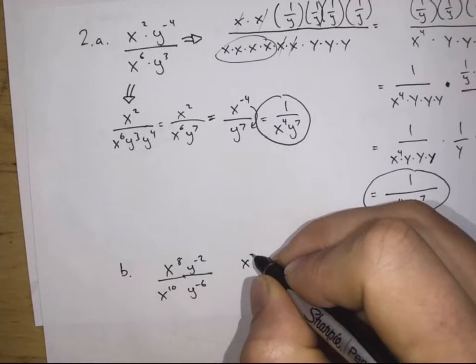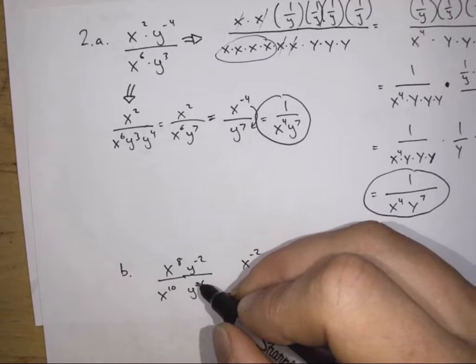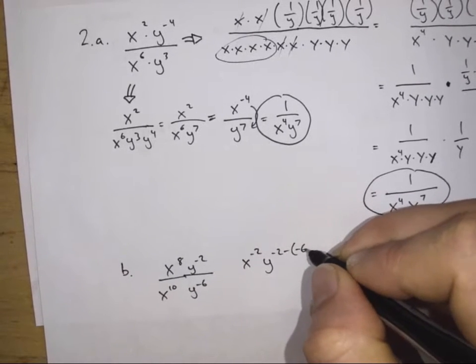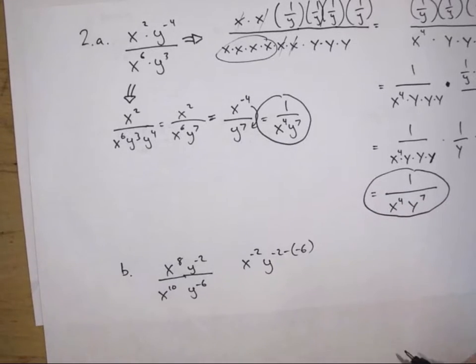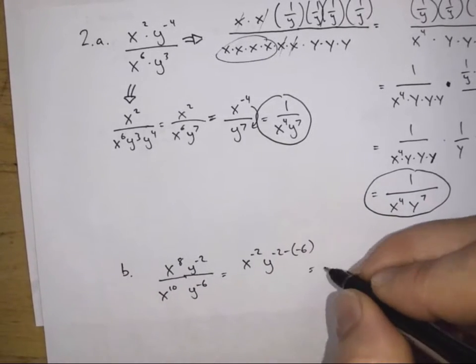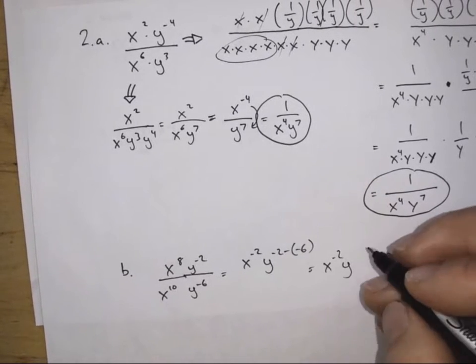Subtract the exponents, I get x to the power of negative 2. And I'll take negative 2 and subtract negative 6. I'm going to write that one out, just so we notice. There are two negatives, which make it a positive. So we're going to add them together. And that gives us x to the negative 2 and y to the power of 4.